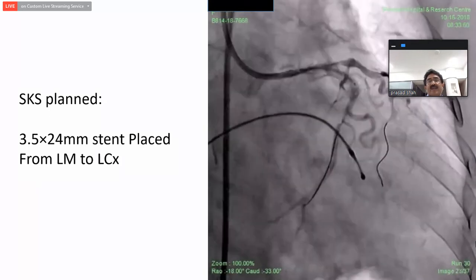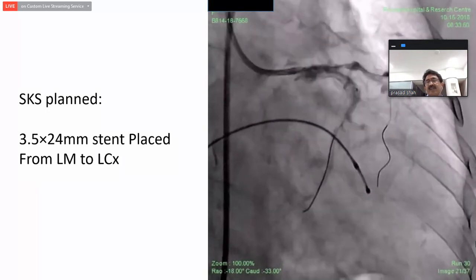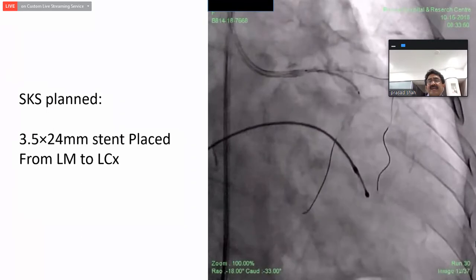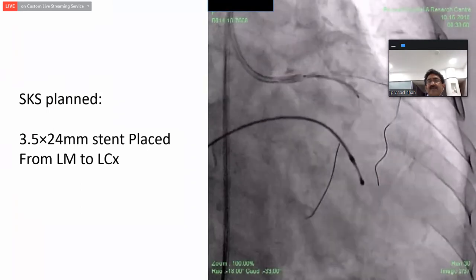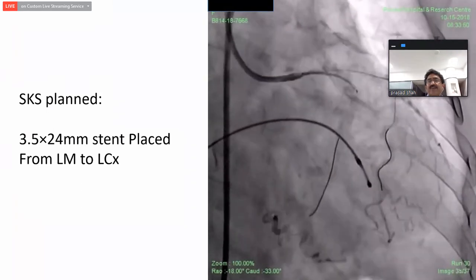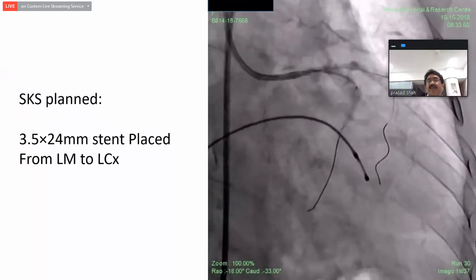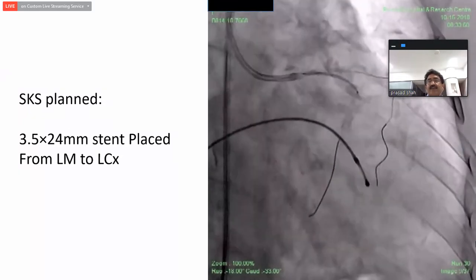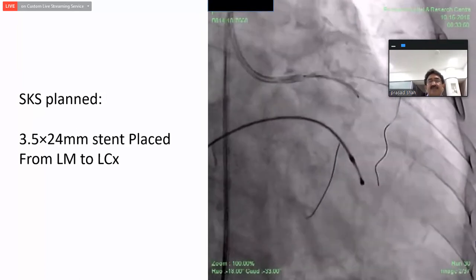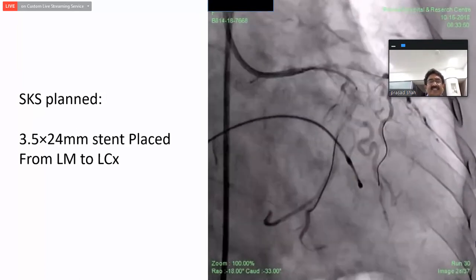So I planned for an SKS at this point of time. The only two reasons were that the dissection was extending right back to the ostium, and the left main was pretty roomy. So I had no way of optimizing my stent or doing a POT in the proximal part. And the patient was hemodynamically unstable.